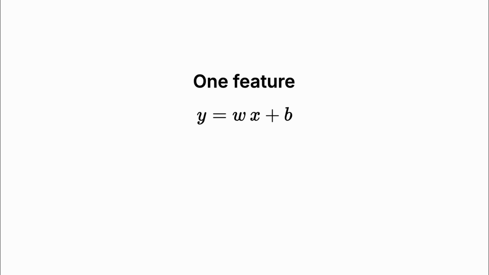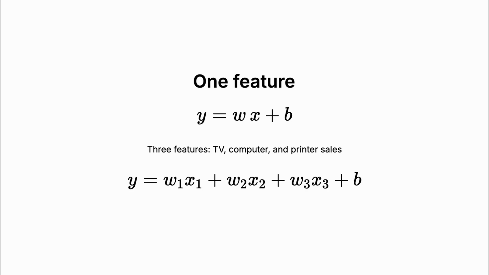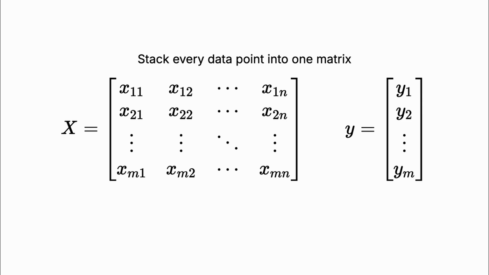Now, this is a simple example since there's only one input feature. But maybe instead we want to predict revenue from the number of TV sales, computer sales, and printer sales. Then it would look something like this. This is also possible, but in a multivariate case, it's usually easier to write it using linear algebra notation.